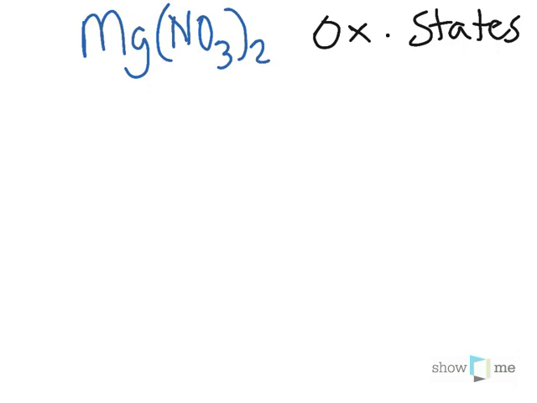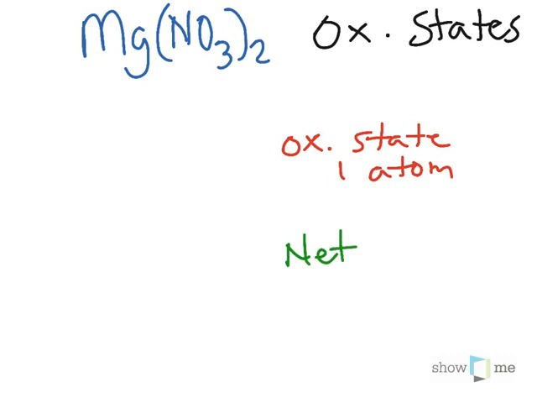little chart. I'm going to say, let's have a chart that shows us our oxidation states of each atom. Okay, so when you see the term oxidation state or oxidation number, it's talking about one atom. And then let's set up another part of this chart that gives us the net charge. Okay, and that's basically saying the total for all the atoms.